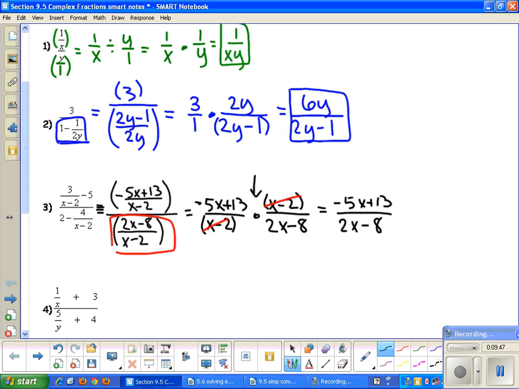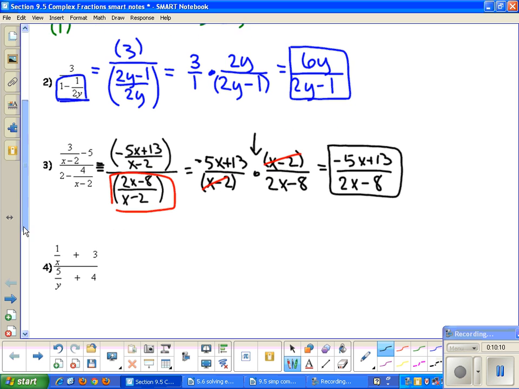So if I look here, my numerator doesn't factor. My denominator I can take out 2, so I would get 2 times x minus 4, but that doesn't cancel out with anything from my numerator. So I can leave this as my answer right here since that doesn't factor at all. So this would be my solution. So that is one way to solve this problem.